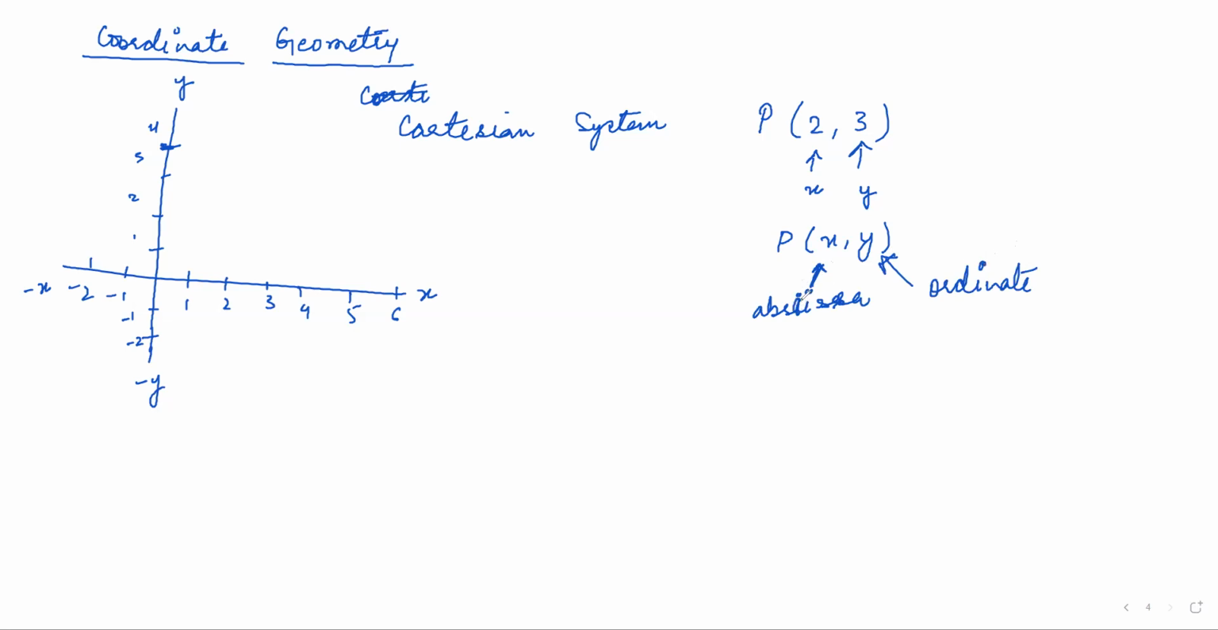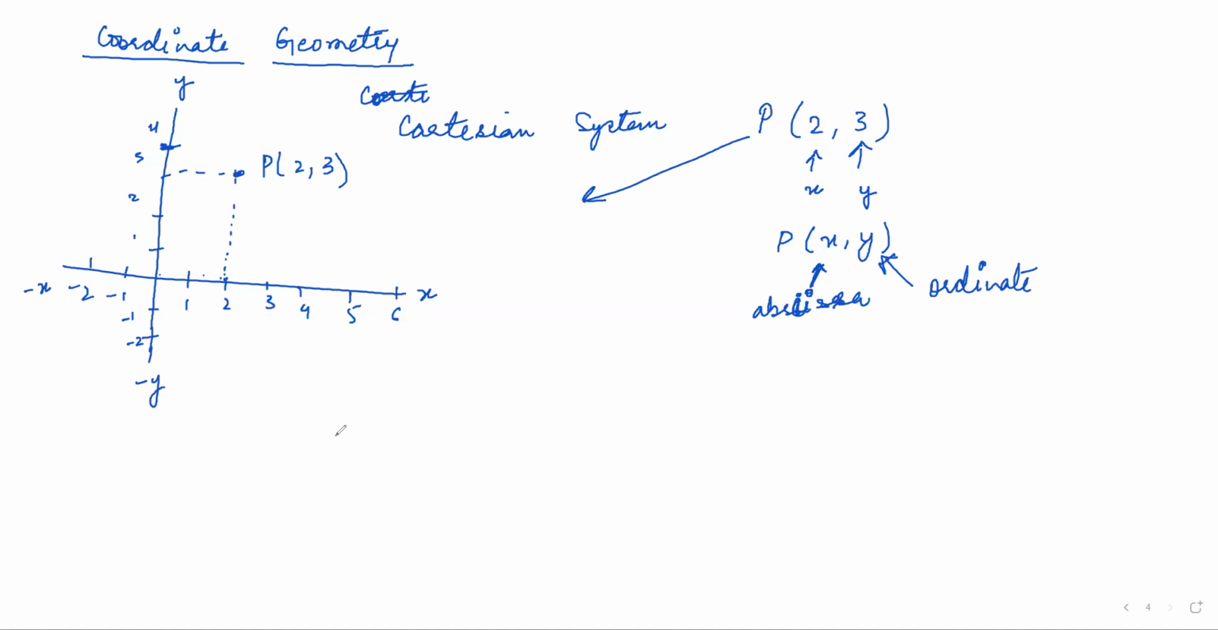Sometimes in questions, abscissa and ordinate may occur. Now point 2, 3, if I want to locate this point in the graph, how do I do it? 2 on the x-axis, that means you have to move 2 distances on the x-axis and then 3 distances on the y-axis here. So that's how you locate your point 2 and 3. So this much you know, right? Okay, so that's about one single point.